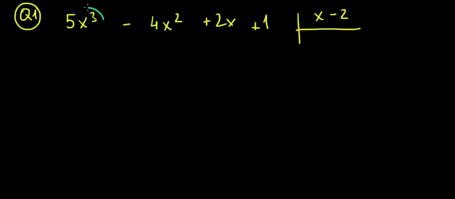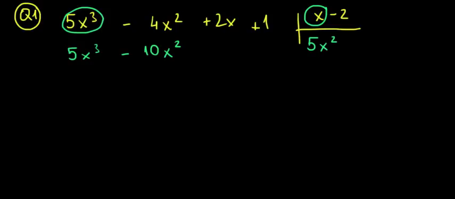So we take 5x cubed divided into x, and we get 5x squared. Now we multiply 5x squared back into x minus 2. So 5x squared times x equals 5x cubed, and 5x squared times minus 2 equals minus 10x squared. Let's subtract these two and see what we get. So we get 5x cubed minus 5x cubed.